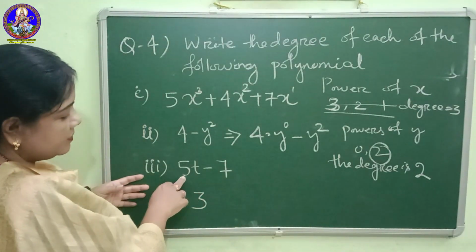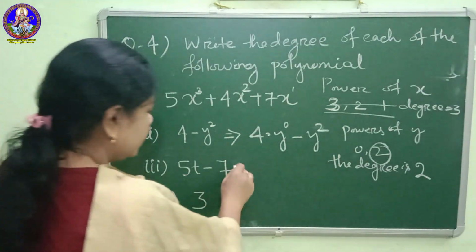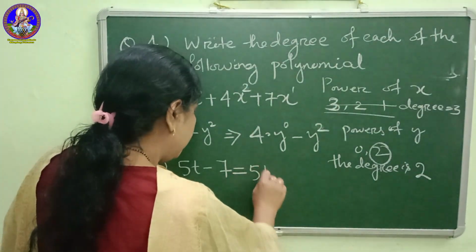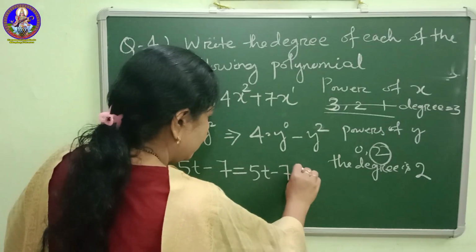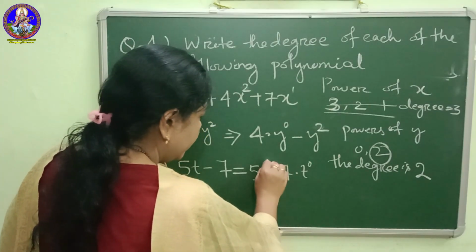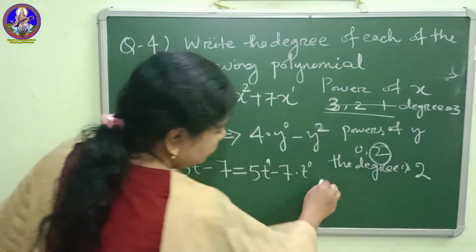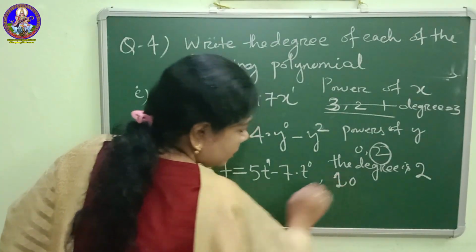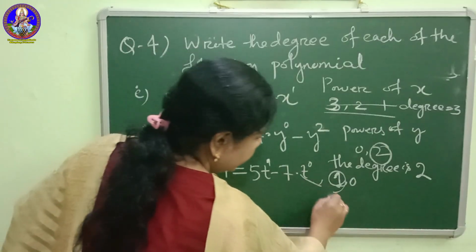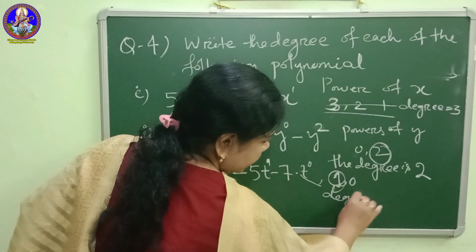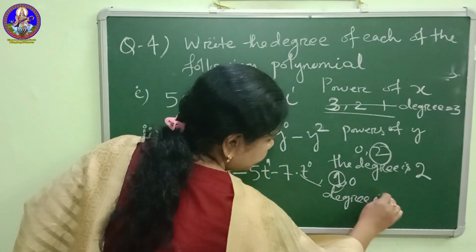Similarly, come to question number 3i. It is given that 5t minus 7. This also can be written as 5t minus 7 into t to the power 0, t to the power 1. So the powers are 1 and 0. So 1 is the highest, so the degree is 1.